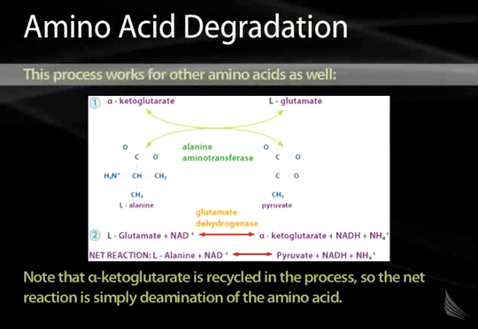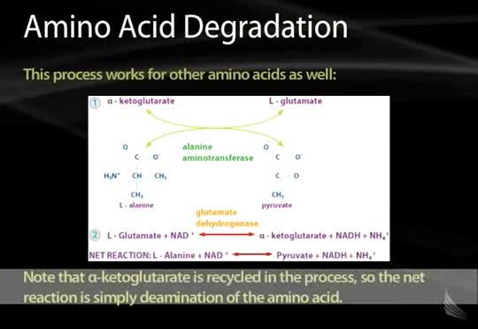The glutamate then is converted via glutamate dehydrogenase back to alpha-ketoglutarate, so that is recycled, and in the process we produce an ammonium ion. So the net reaction then is a molecule of L-alanine plus NAD plus generates a molecule of pyruvate plus NADH plus ammonium ion. And that's because the alpha-ketoglutarate is recycled in this process. So the net reaction of this is simply deamination of the amino acid.